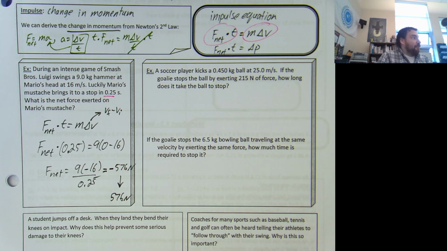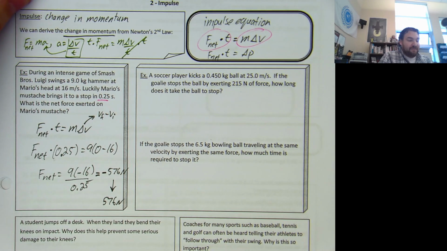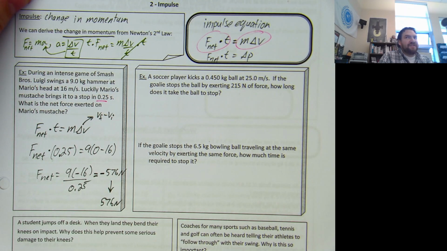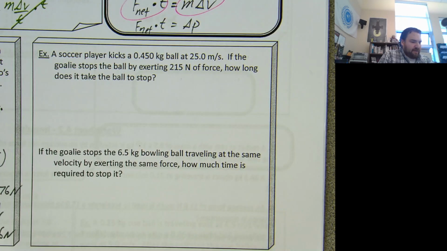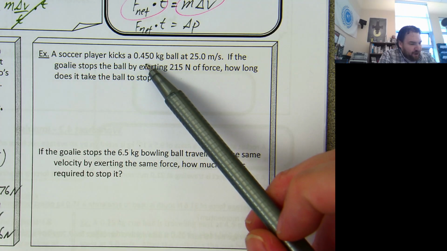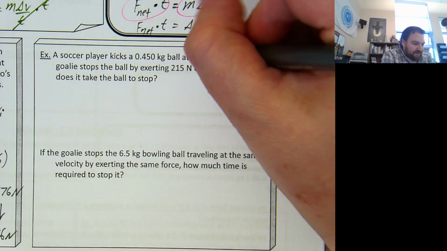And now we can stop bringing in kinematics, at least for a little while. Let's do another one. I don't play soccer, so soccer players in the room, you've got to tell me if this is legitimate. We've got a soccer player kicking a 450 gram or 0.45 kilogram ball at 25 meters per second.